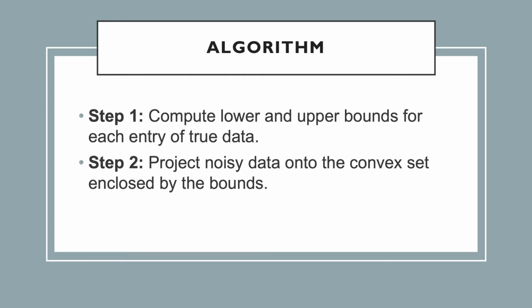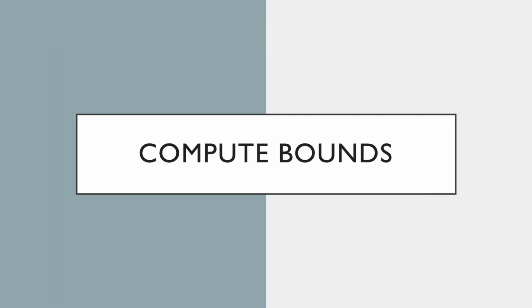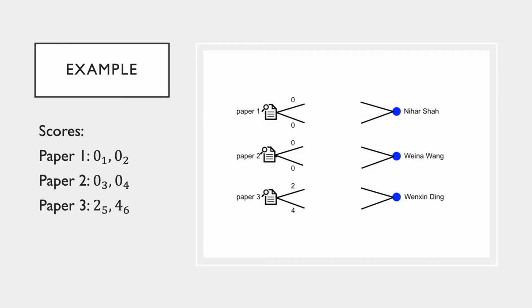Therefore, we design an algorithm that has 2 steps. In step 1, we will compute some lower and upper bounds for each entry of the true data. In step 2, we'll project noisy data onto the convex set enclosed by the bounds. We're using an example to demonstrate how we compute the bounds. In this example, we have 3 papers and 3 reviewers. Each paper is reviewed by 2 reviewers, and each reviewer reviews 2 papers.